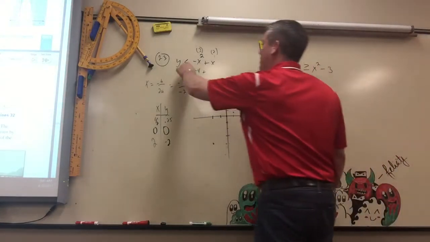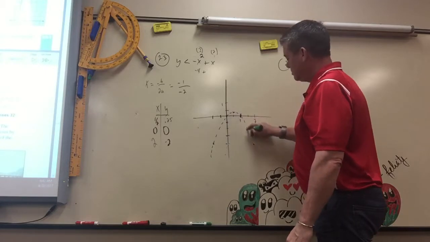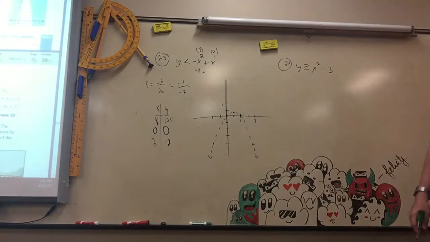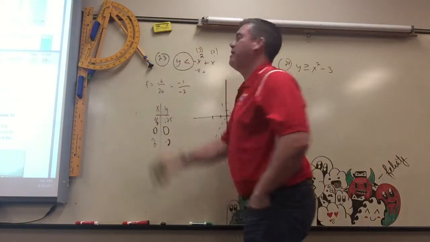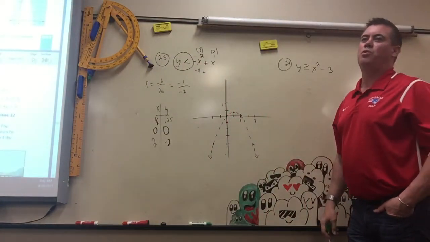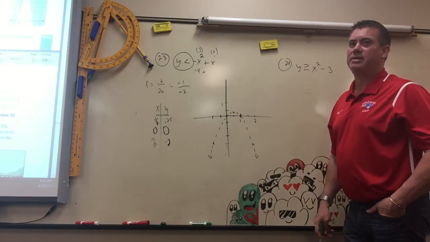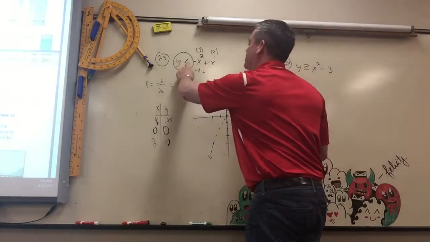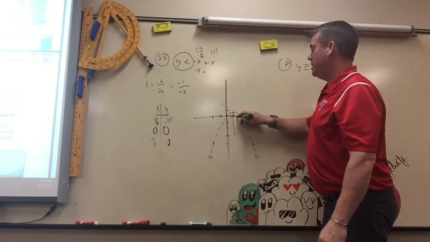So remember, this doesn't have the equal, so you gotta make it dotted. And then you either shade the inside or the outside. So what's shaded, the inside or the outside? Inside. Okay, y is less than, so go to the vertex, less than is down, so you shade the inside.